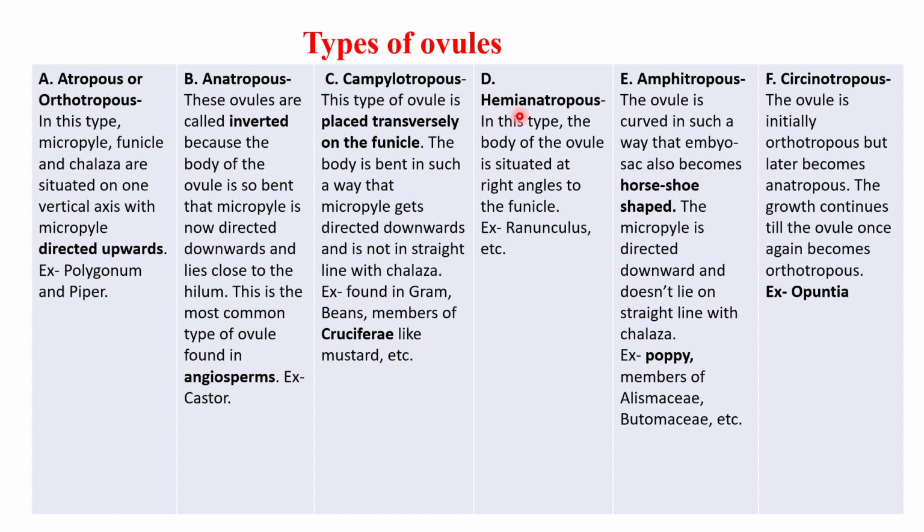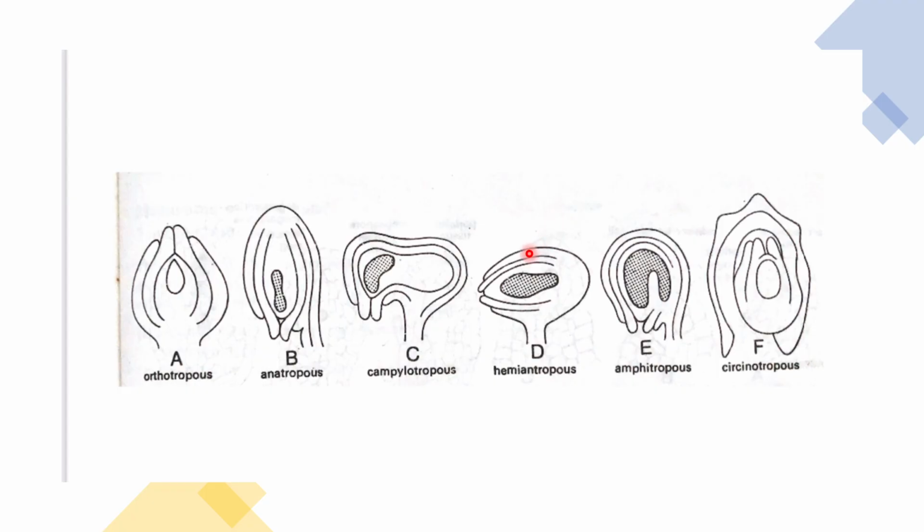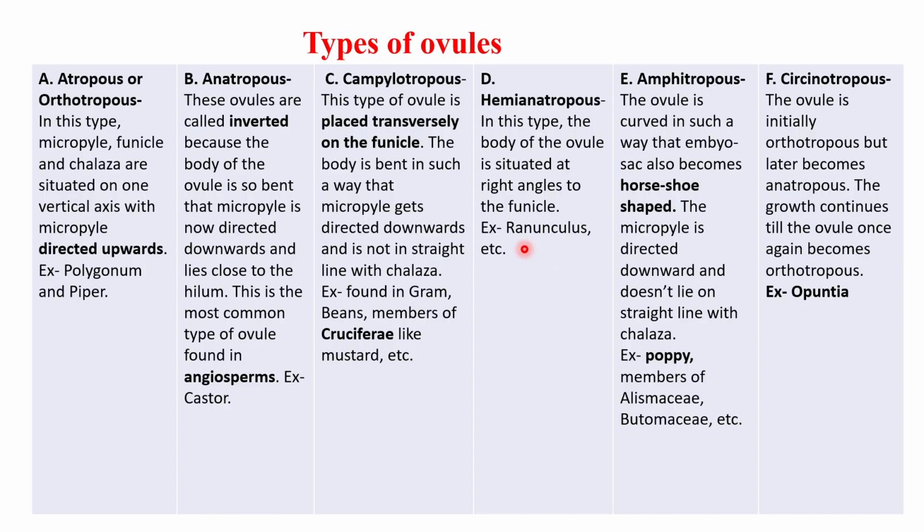And the fourth one is hemianatropous. In this type, the body of the ovule is situated at right angles to the funicle. Here we see how the body of the ovule is placed at a right angle to the funicle. This is the hemianatropous type. For example, it is found in Ranunculus.